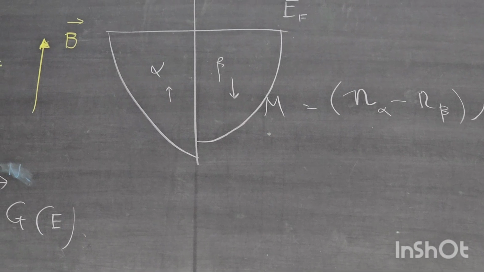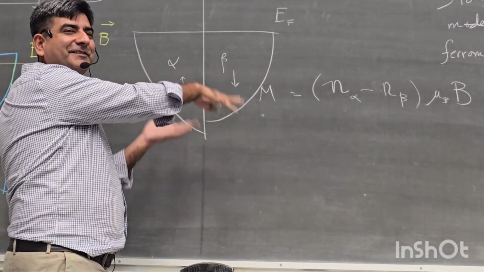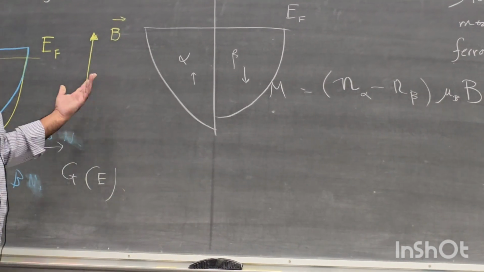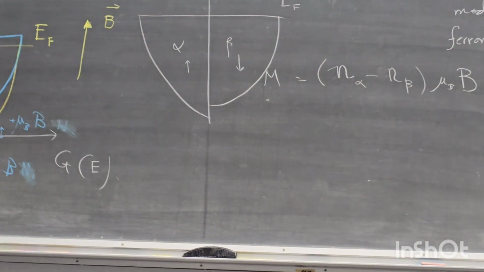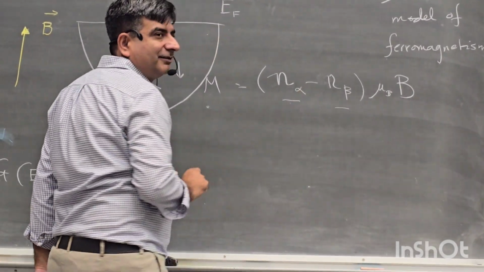And you remove the magnetic field, the energies will equilibrate once again, the reverse thing happens, and you get back to the original. Now, how do you calculate this n alpha minus n beta?